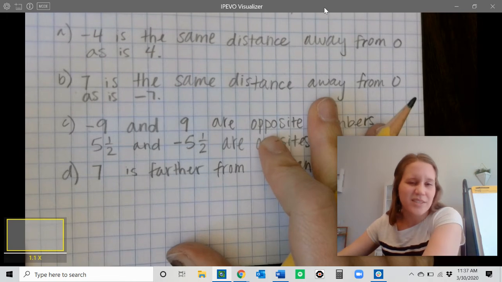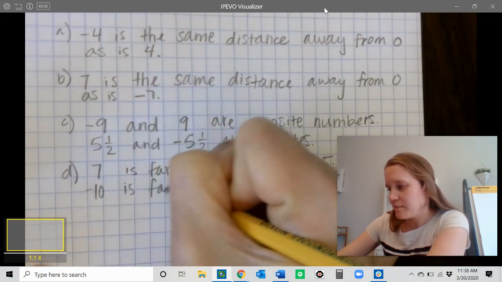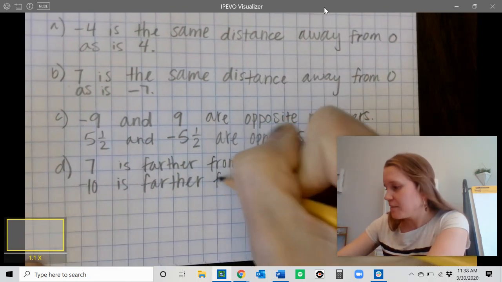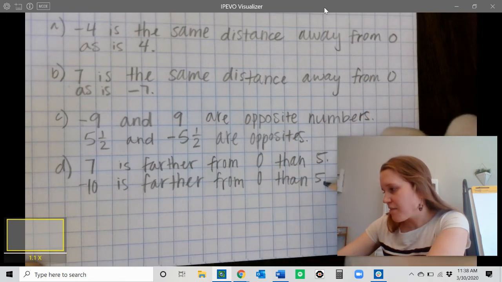I'm going to use -10. -10 is farther from 0 than 5, and again, you can use my example or your own.